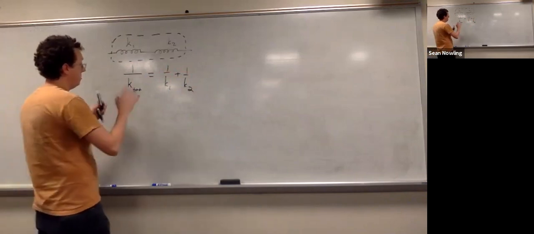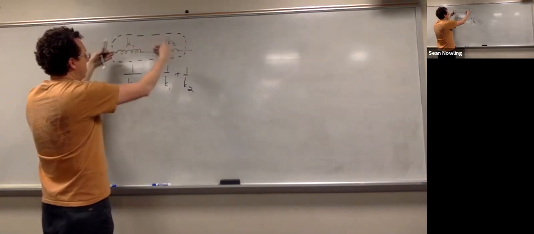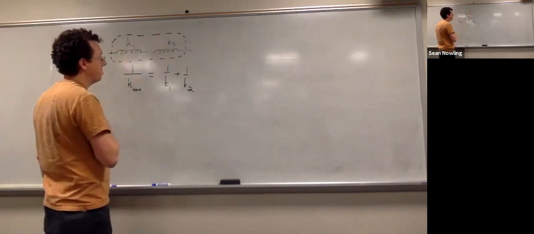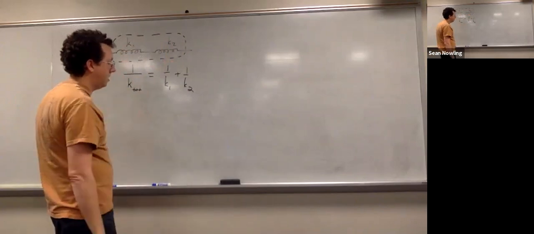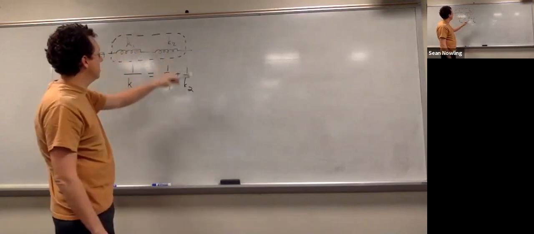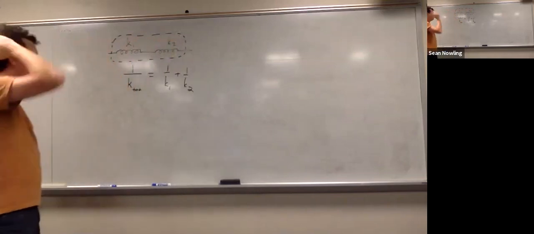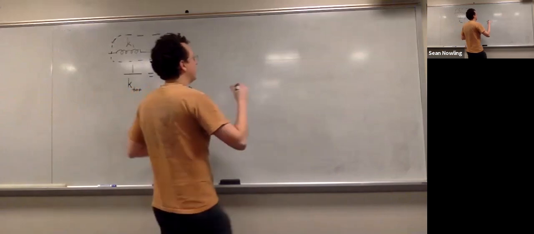Because these are pushing on each other, you know that the force on K1 equals the force on K2. So the forces are the same, but they might have different amounts of displacement. And you know that the total displacement for the whole overall thing is the sum of the two displacements. Use those facts to put it together.